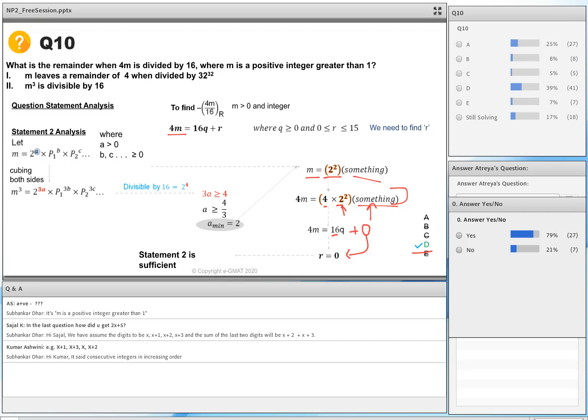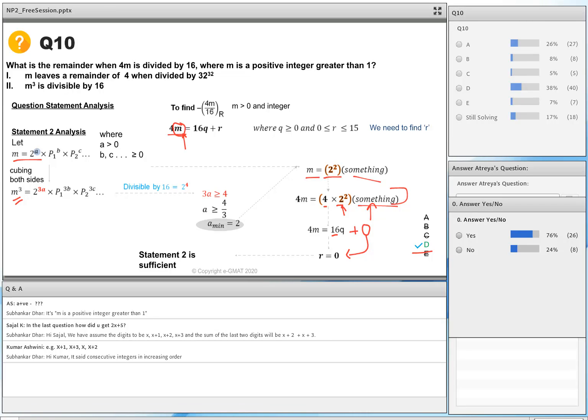Now, okay, Akanksha has a question for me. If a minimum is 2, then 2's exponent would be 6 at a minimum. That is for m cube, right, Akanksha? We are looking for m here because we're not looking for m cube. We are looking for 4m. For 4m, we need m, right? And for m, we have to go to 2 raised to the power 2, right?